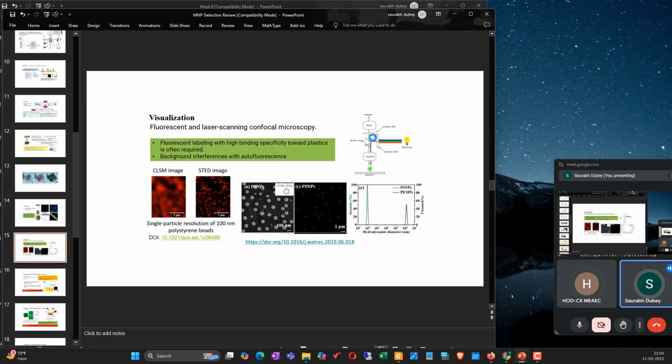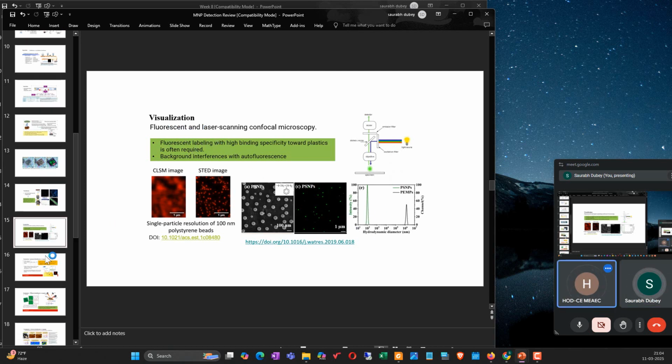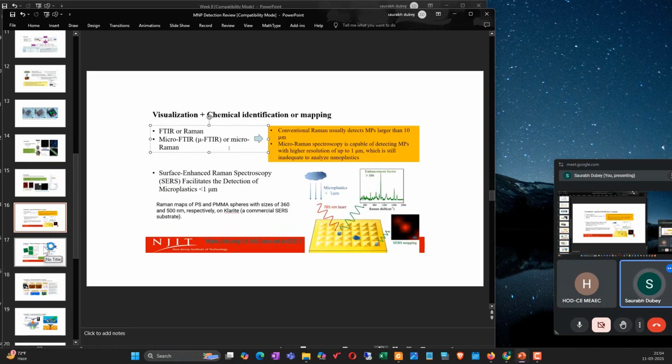So you are tagging your plastics with some kind of dye and then tracking them in the microscope. That is another approach. People have combined this with laser scanning confocal microscopy, which is fluorescent visualization. And there are different variants, but all these methods are very costly. And TIR Raman also takes tagging time.